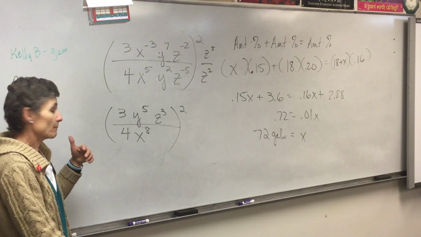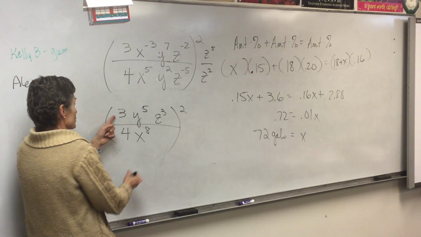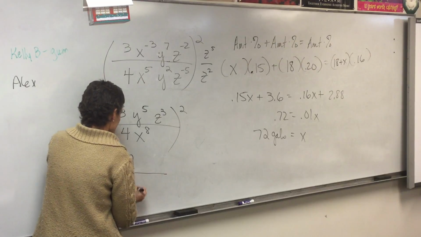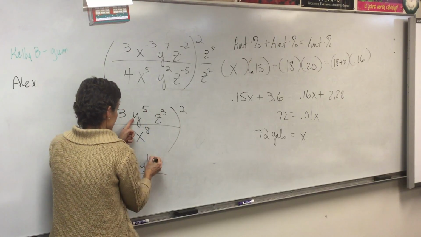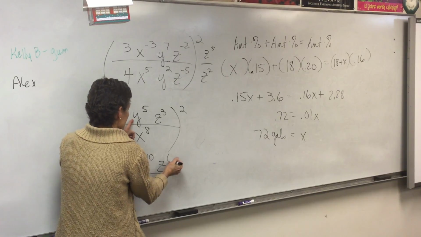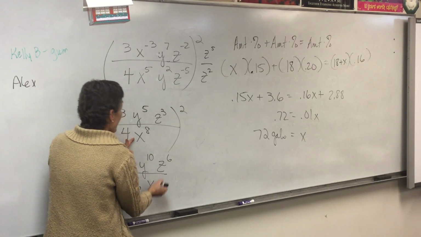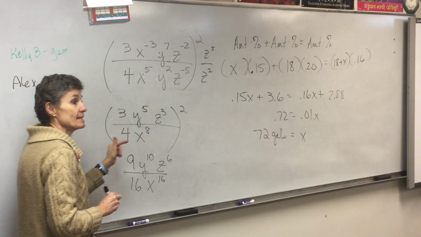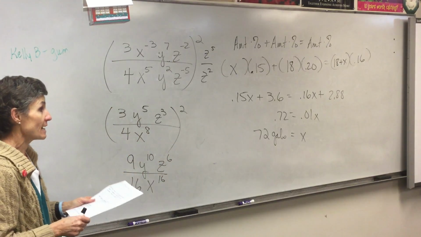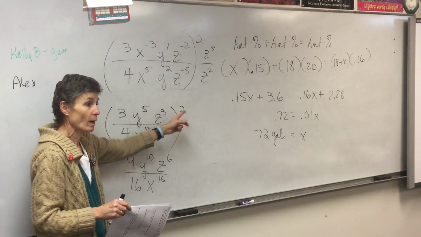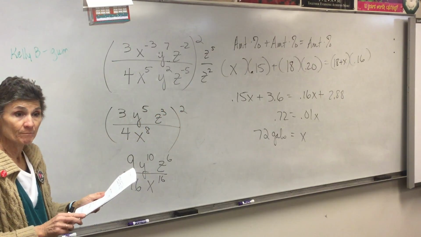Now, I'm going to square everything. So that would be 9 and 16. And then y to the 10th, z to the 6th, and x to the 16th. We square everything. That means take 2 of them. So y to the 5th, y to the 5th. That's how we get y to the 10th.